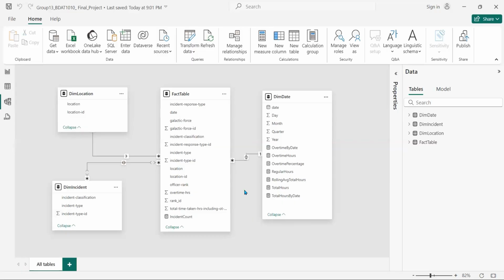The main relationships between the fact table and dimension tables are one to many for dim date and for the dim location table. But for the dimension incident, it's a many to many relationship. So basically this star schema is designed to handle the analytical needs of our project efficiently, and it provides a structured and intuitive way to explore key metrics across the different dimensions, which would help us derive meaningful insights for our analysis. And let me introduce the measures which we have created.